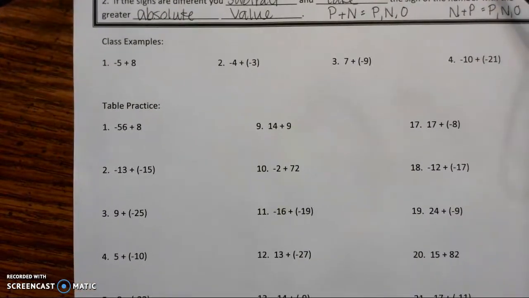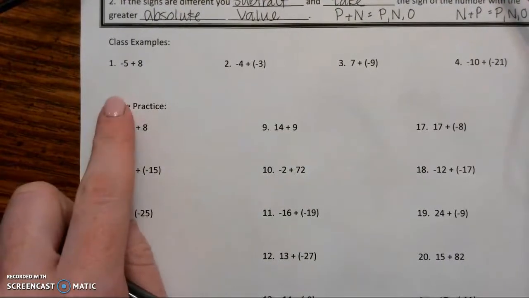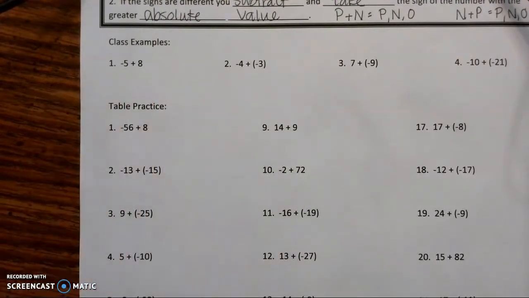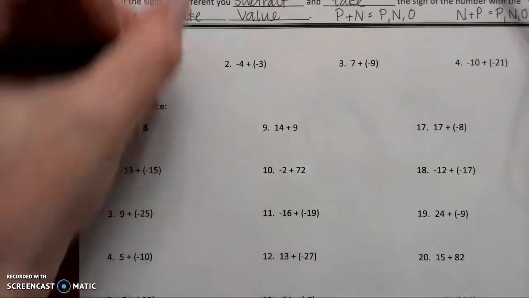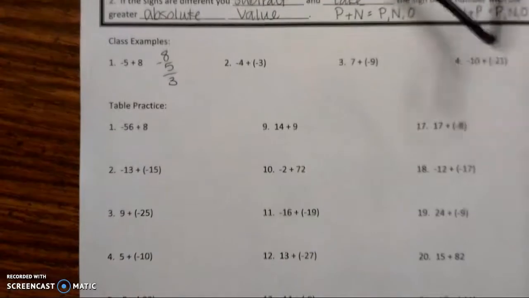So let's take a look. For our first example, we have negative 5 plus 8. For this one, we have different signs. We have a negative plus a positive, so we are going to subtract our answers. 8 minus 5 gives me 3.